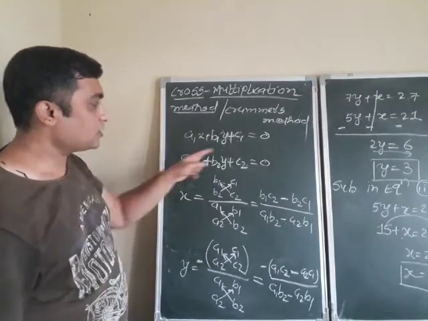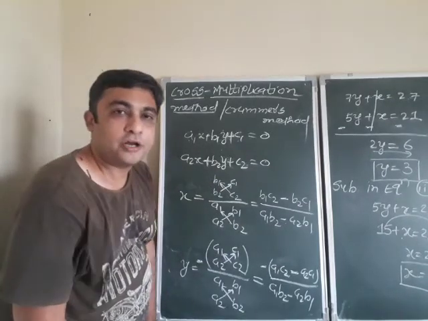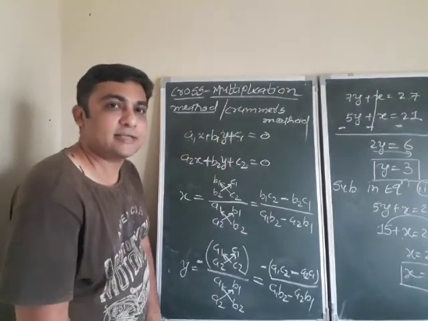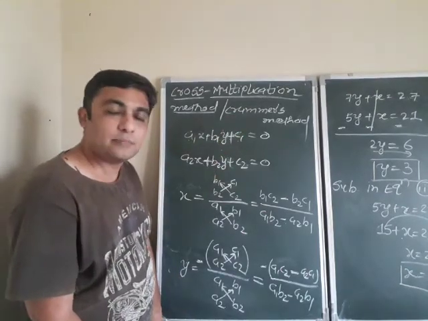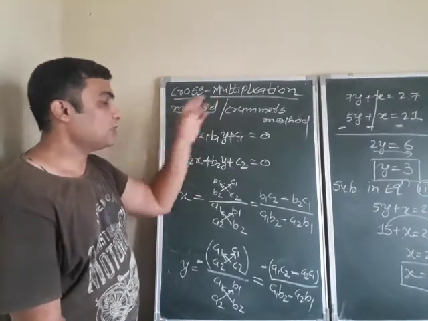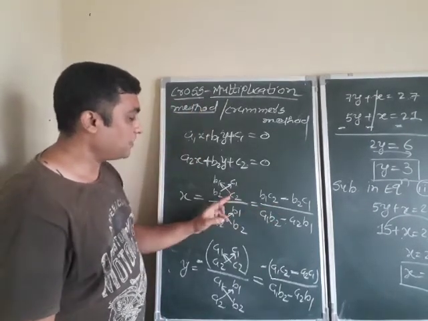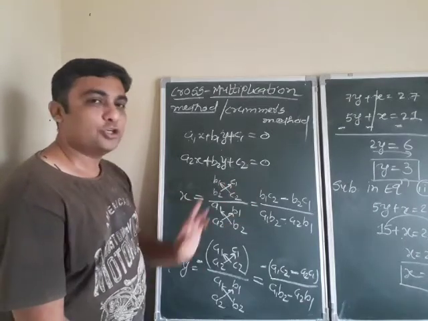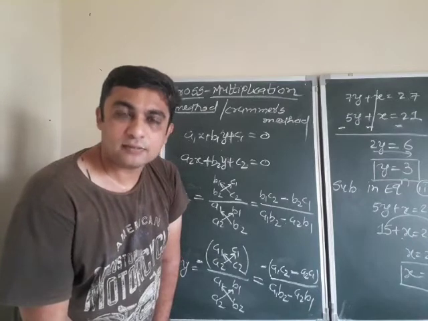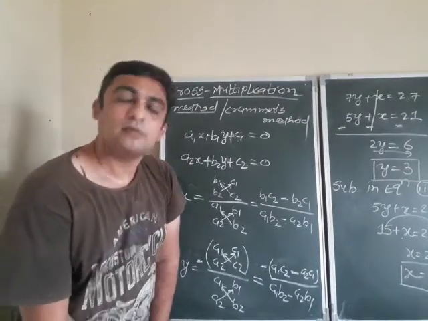So this is called the cross multiplication method, or it is called Cramer's method. Fine. It is very early to say it is Cramer's. When we solve this using determinants, at that time we call it Cramer's method. Here we call it cross multiplication because the solution is obtained by cross multiplication. So it's called the cross multiplication method. One thing to remember: if you want to find x, hide the x. If you want to find y, hide the y.